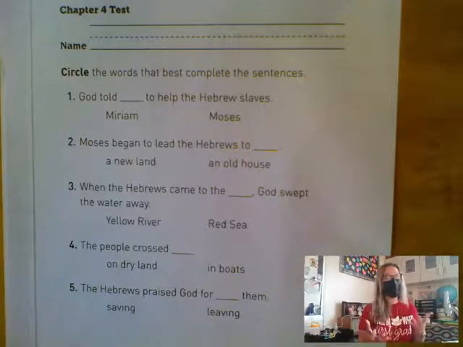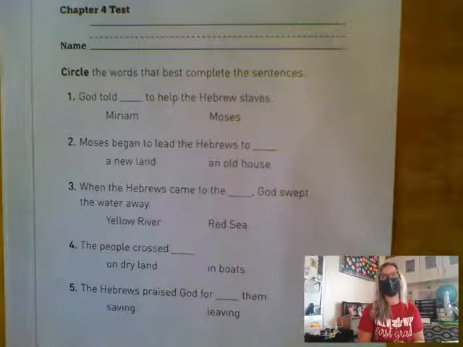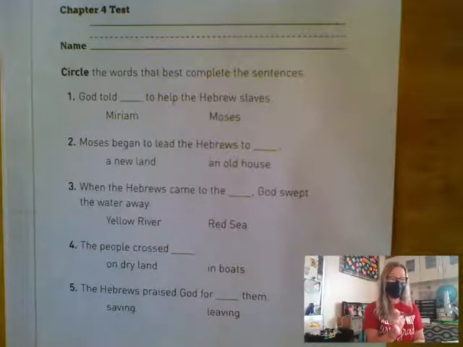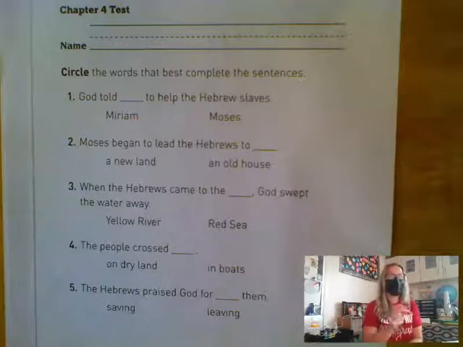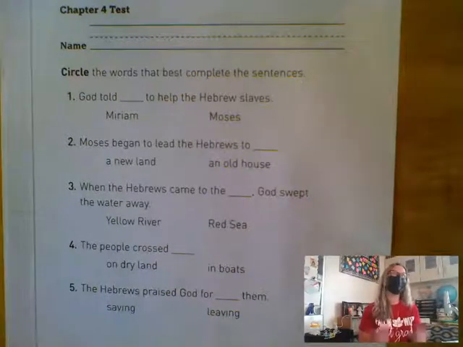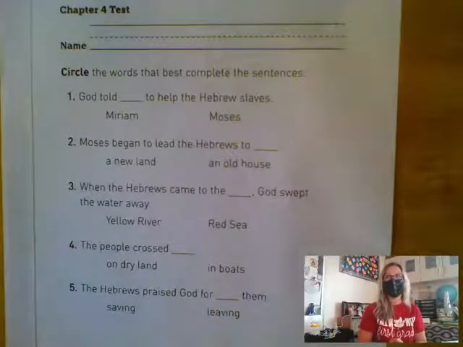Because if you have them both circled, I have to mark it wrong. Even if you got it wrong and then you changed it to the right answer, if you don't erase or cross off the wrong answer, I don't know what you were trying to show me, okay?